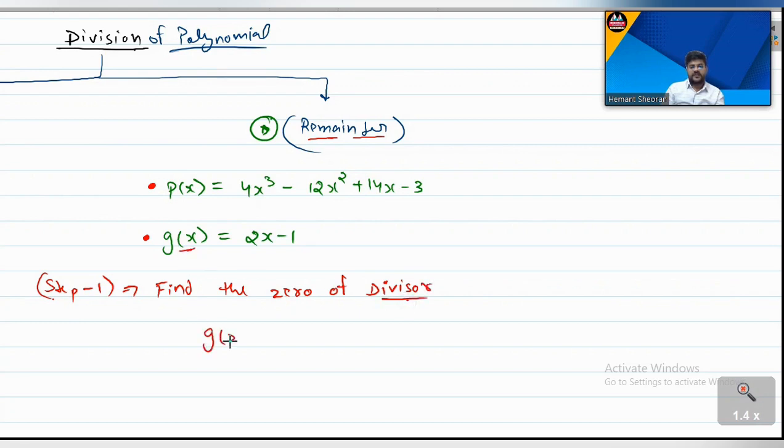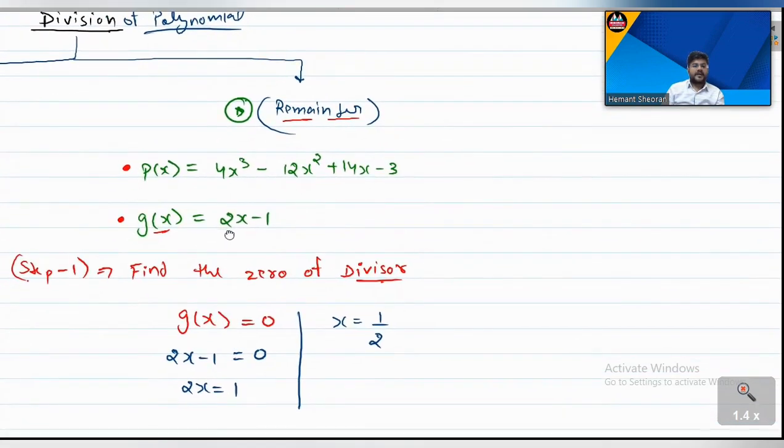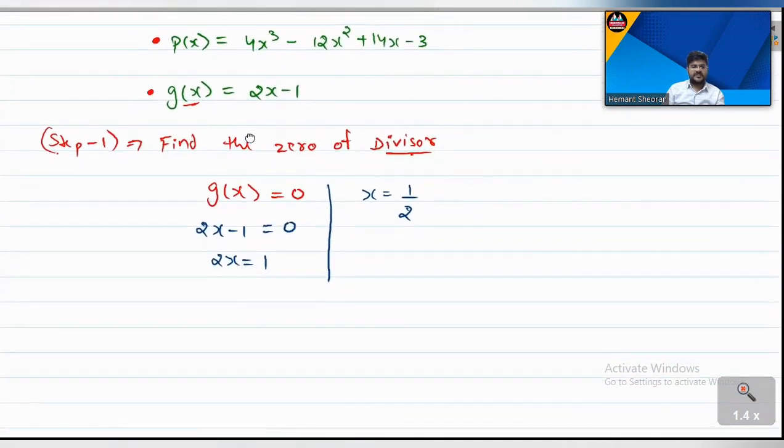So how do we find the zero? We're going to equate it with zero. That was just a simple step we used to do: equate it to zero if you need a zero. So what's the value of g(x)? It is 2x minus 1. So I'm going to equate it with 0. So 2x will be equal to 1, and in the next step, x is equal to 1 over 2, yes or no? Any confusion in step number 1? No? Okay.